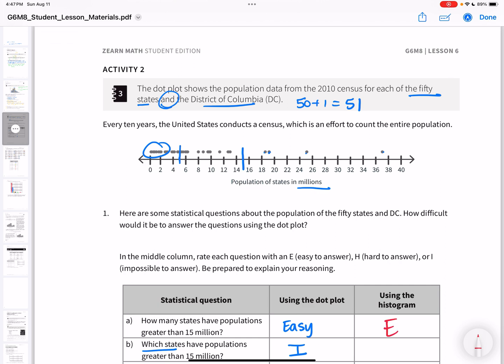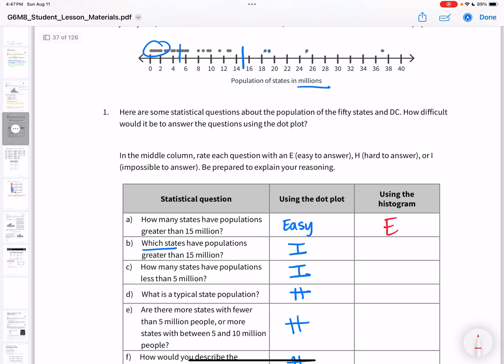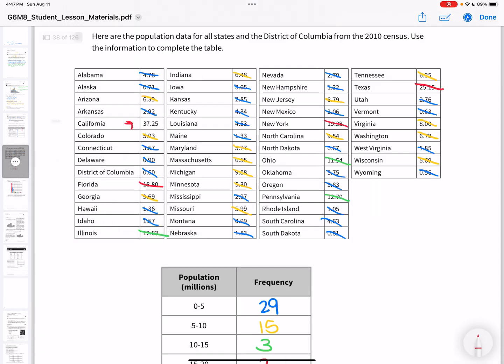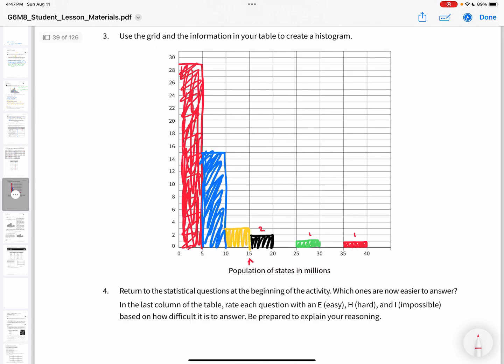Still easy. Which states have populations greater than 15 million? This is still impossible. None of the data points are labeled, at least based on the histogram. Remember, we're just talking about the histogram, not this table, because this table, obviously, we could figure that out, but we're not talking about the table, just the histogram, and those aren't labeled.